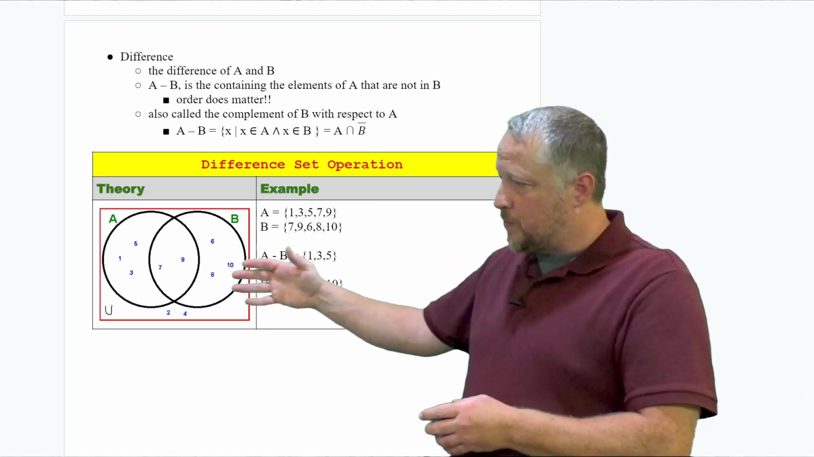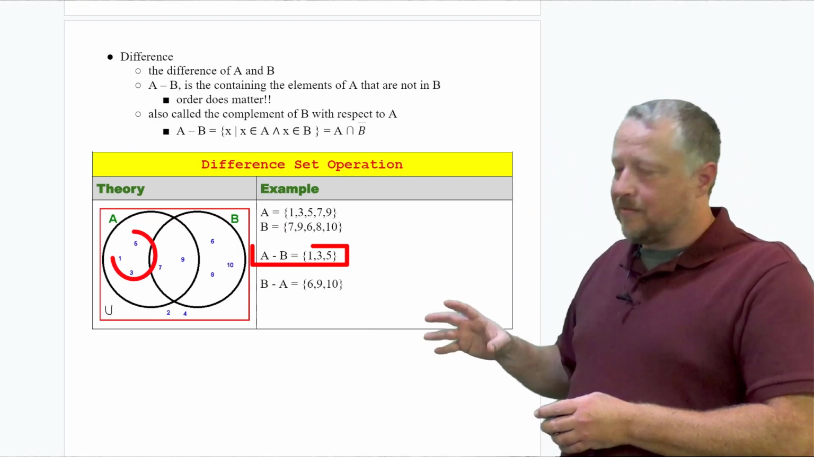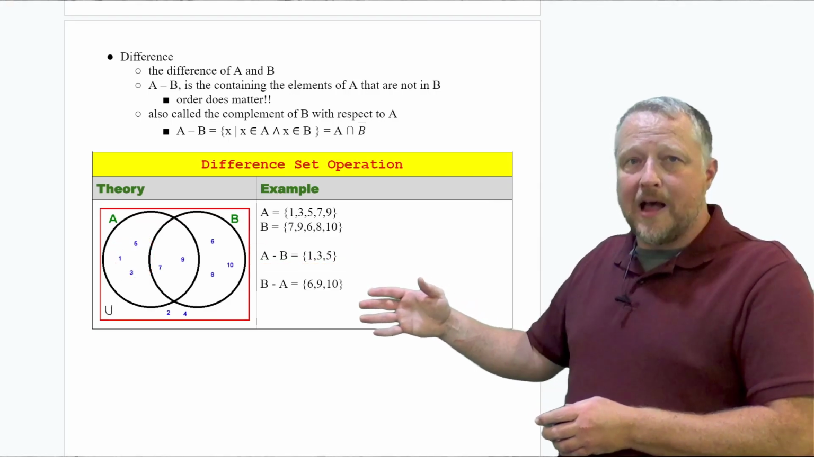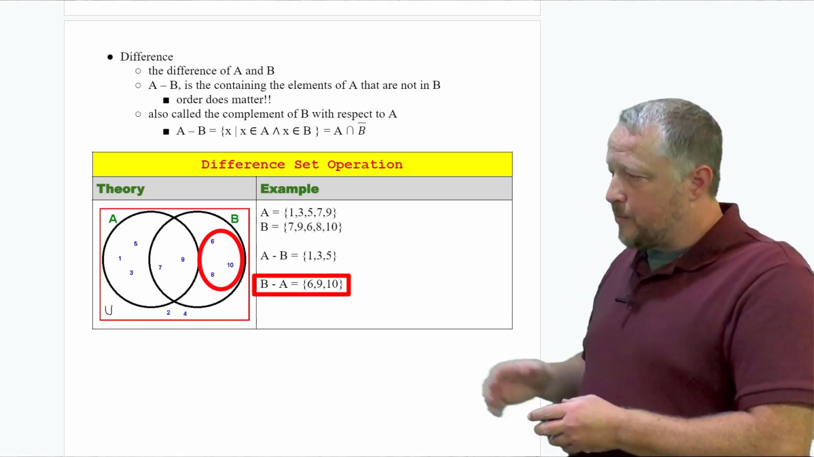As you can tell, what's being highlighted right now is the items that are solely in A. And then the other way around, again, order does matter. So what's solely in B that isn't shared with A is going to be our 6, 9, and 10.